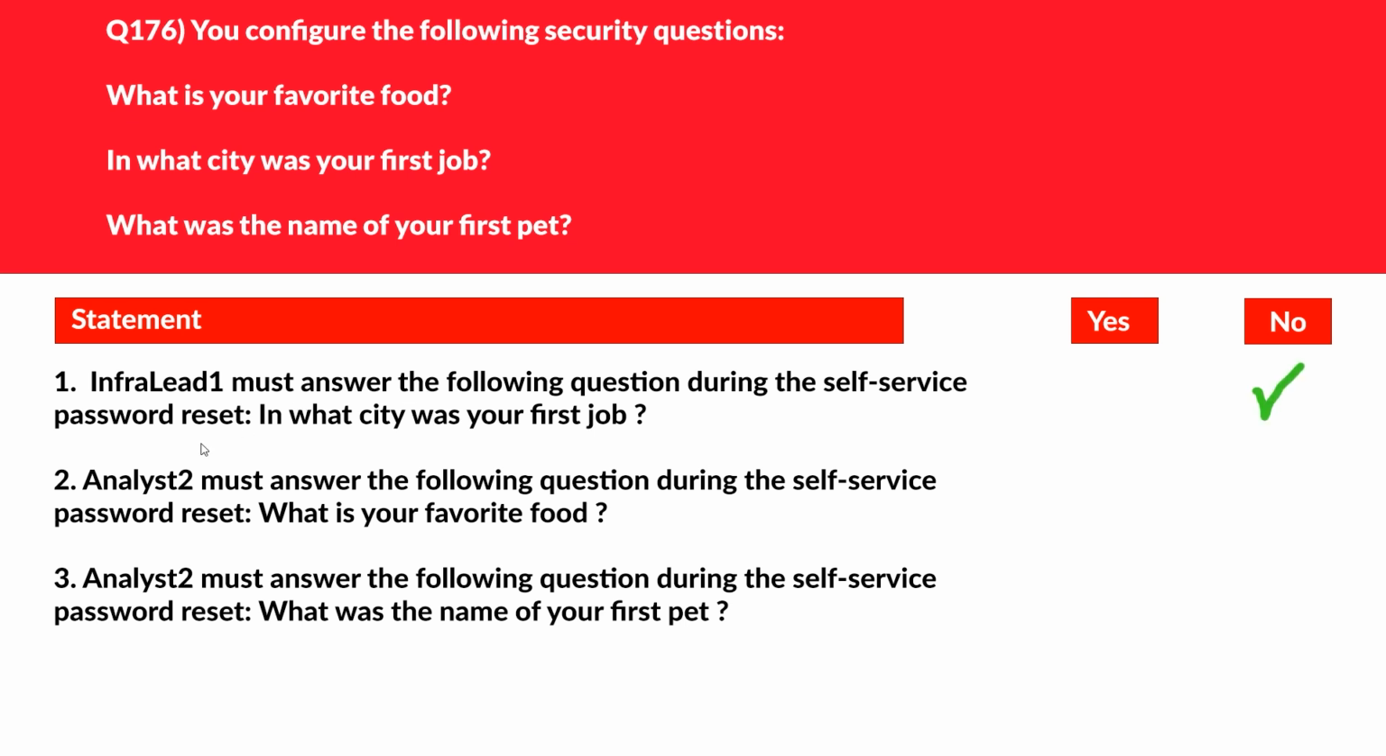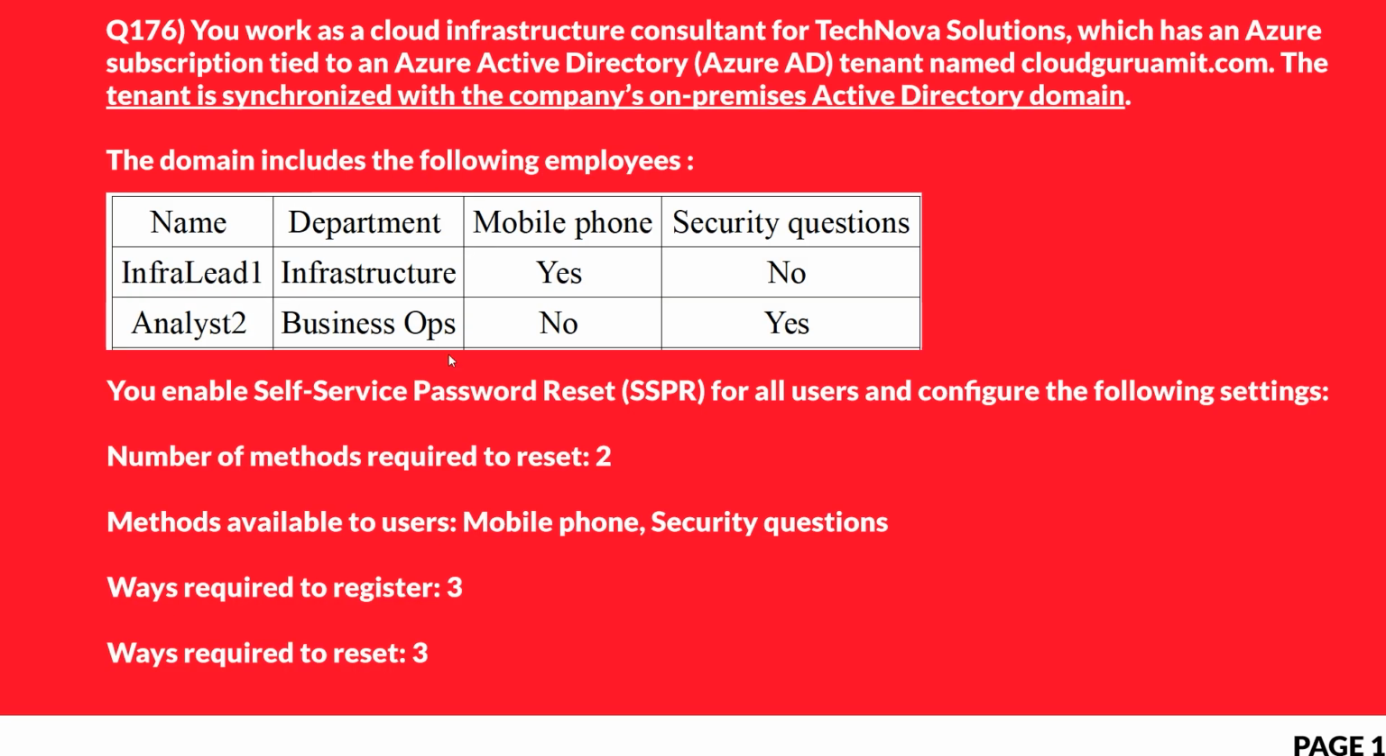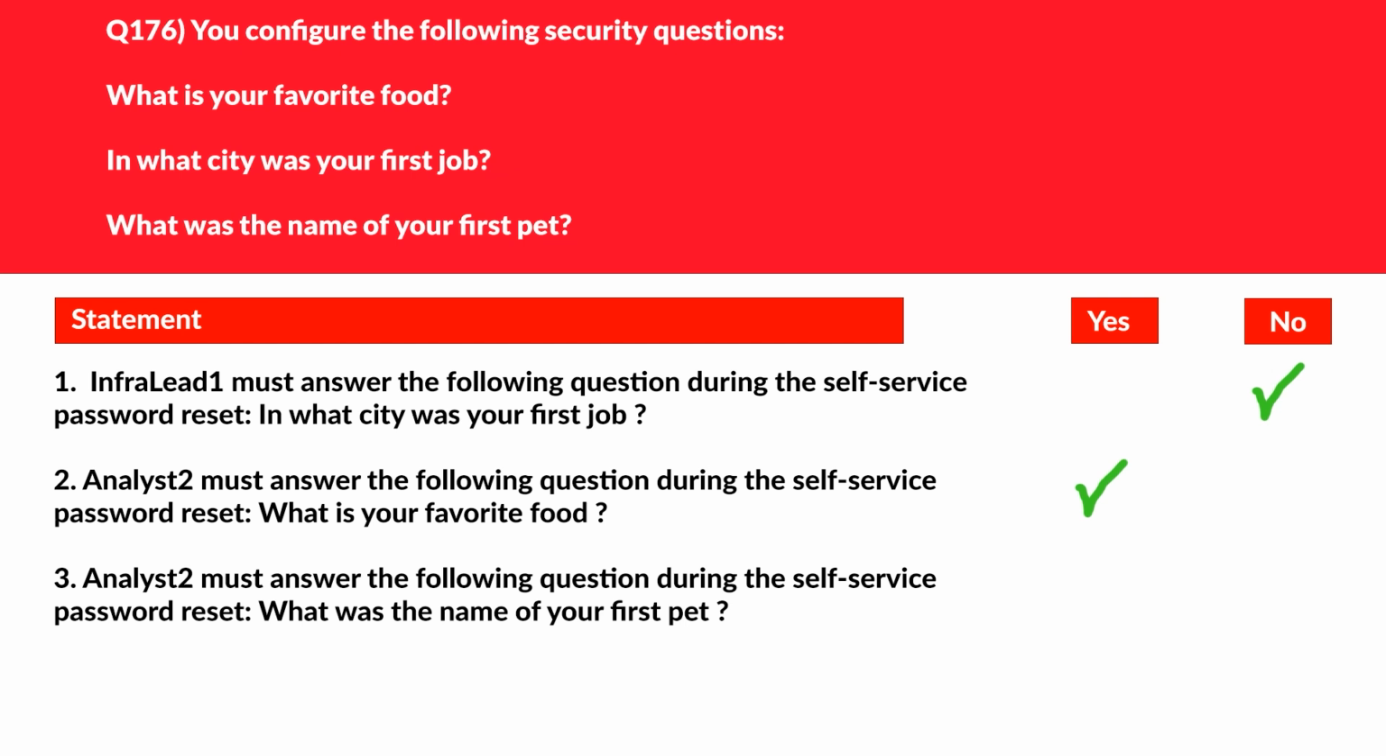Now let's move to statement 2. It says analyst 2 must answer the following question during the self-service password reset: what is your favorite food? If you look at the table, analyst 2 has security questions enabled as yes, that is, the security questions are configured, so may be asked this during reset. Therefore the answer is yes.